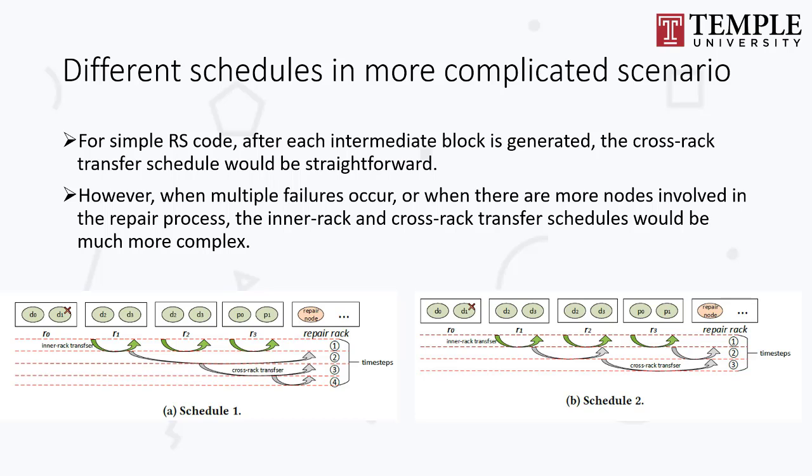In schedule 2, the first time step is still the same, which is the inner-rack transfer for R1, R2, and R3. The difference here is that in time step 2, R1 will transfer its intermediate block to R2, and simultaneously R3 will transfer its intermediate block to the repair rack. So this step is done in parallel. And then in time step 3, R2 will transfer its intermediate block to the repair node and generate the final reconstructed data block. So we can see that compared to schedule 1, schedule 2 used parallelism and saved repair time for one cross-rack transfer time step.